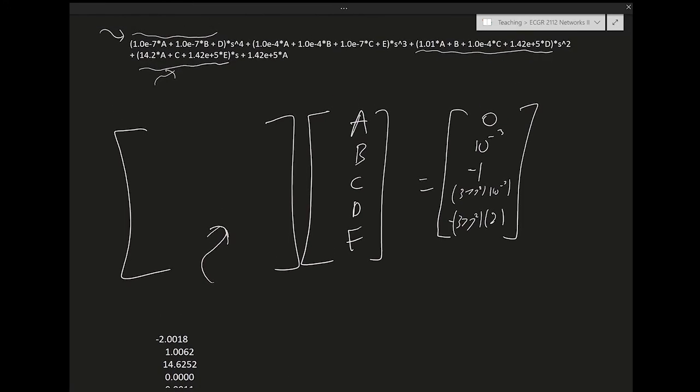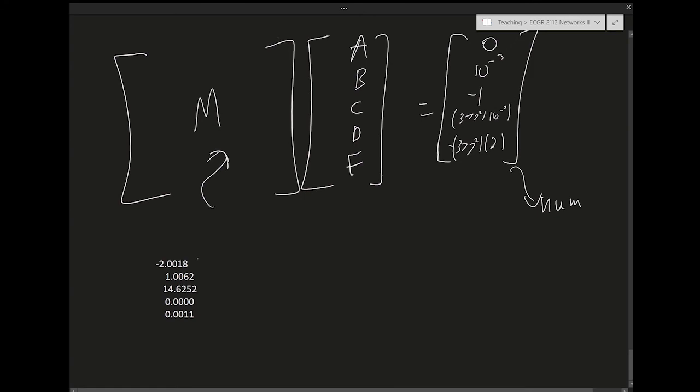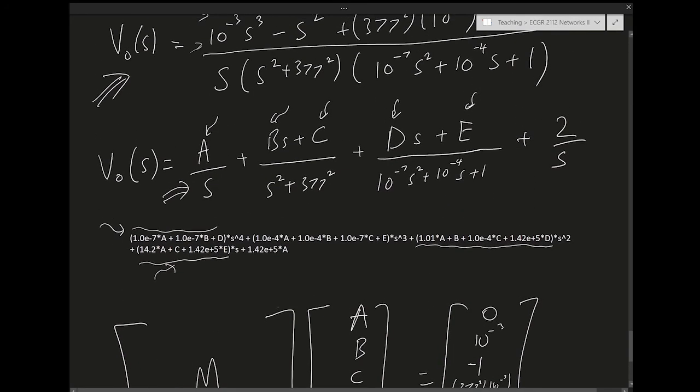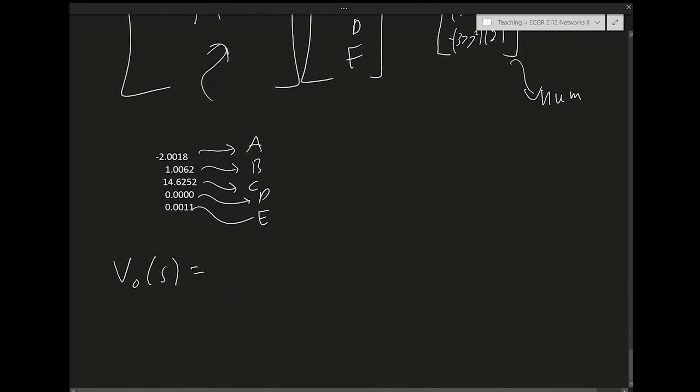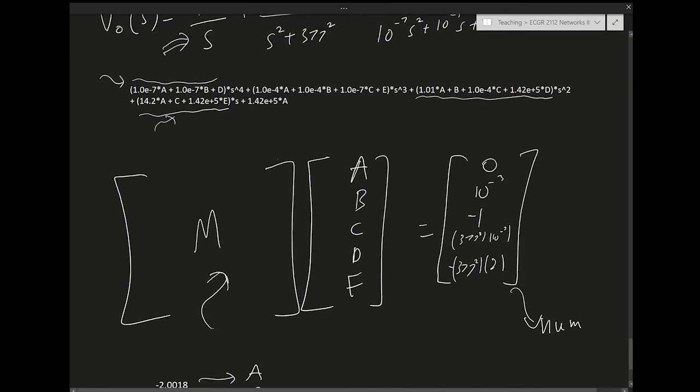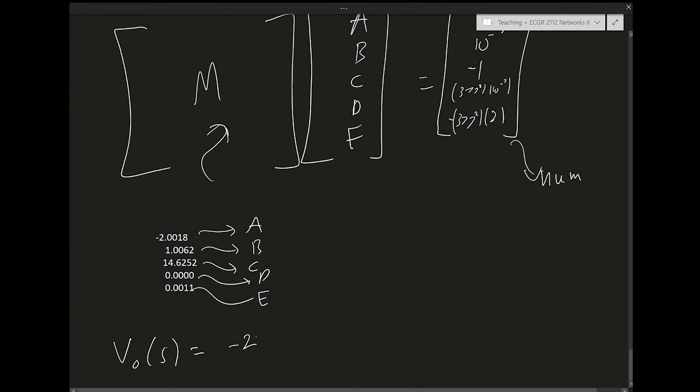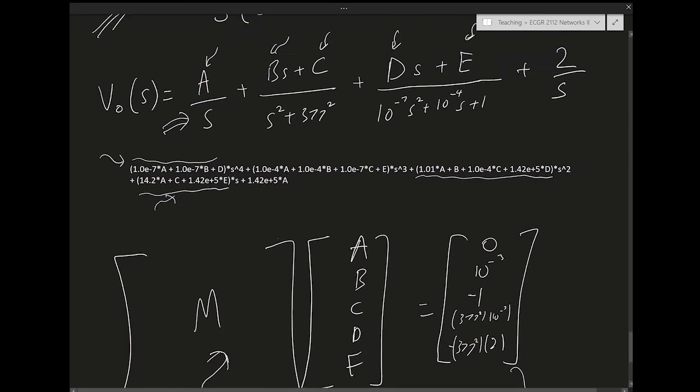So just to link to what we did in MATLAB, this was the matrix M that we populated in MATLAB, and this was the num vector, right? And we just inverted M to get A, B, C, D, E. So this is A, this is B, this is C, this is D, and this is E. So I can now finally write VOS as well. A is just minus 2.0018 over S.